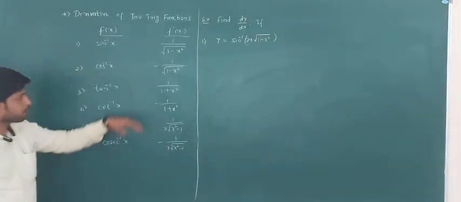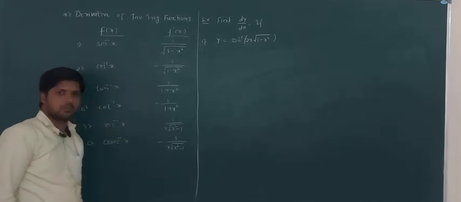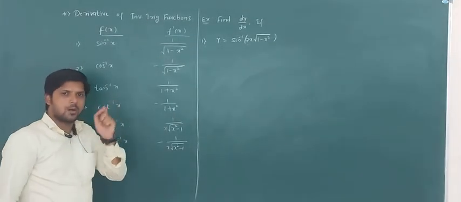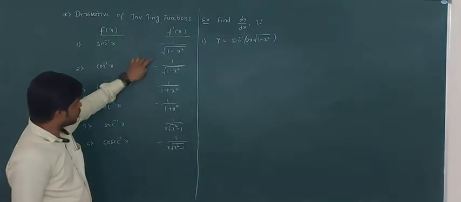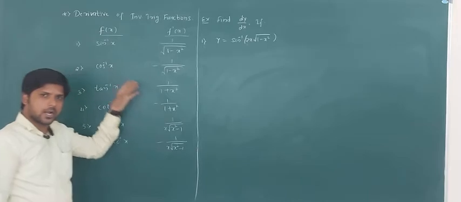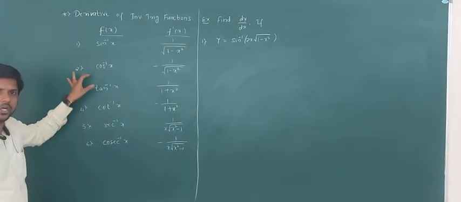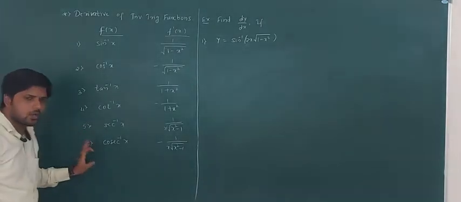How to remember this? The first two are similar, the second two are similar, the third two are the same, but they have opposite signs. This is positive, negative, positive, negative, positive, negative. To remember this, try to remember these functions in this order only: sine, cos, tan, cot, sec, cosec.